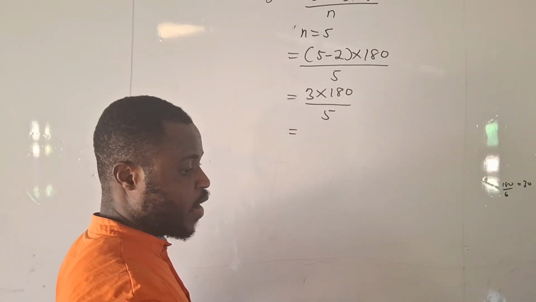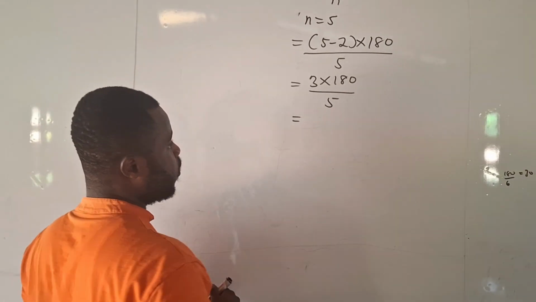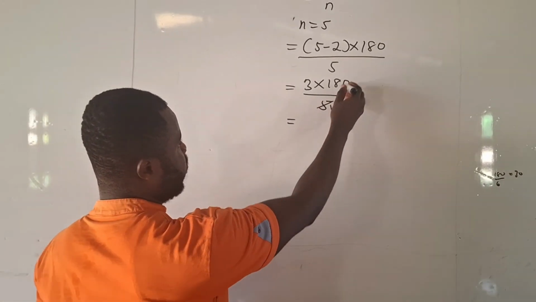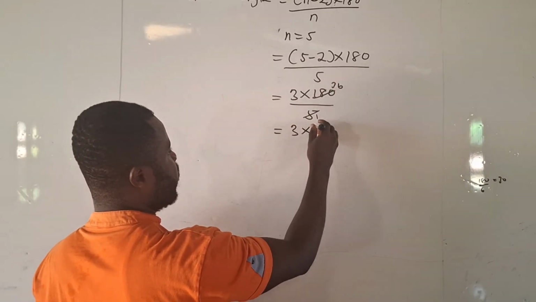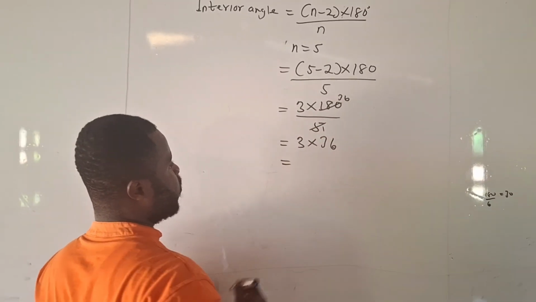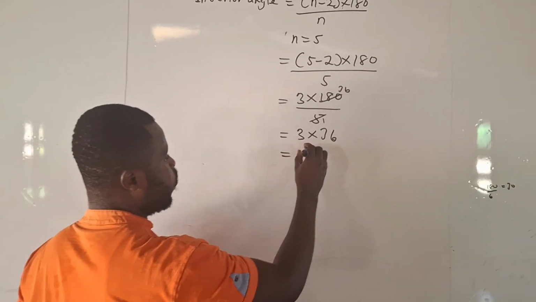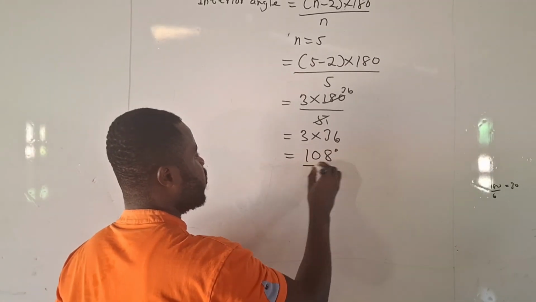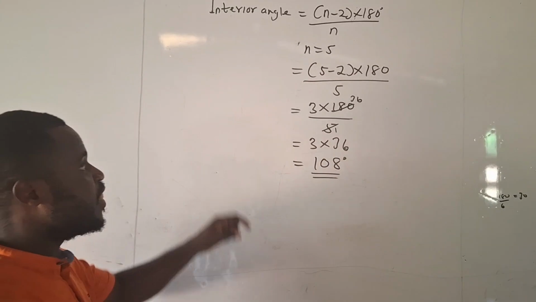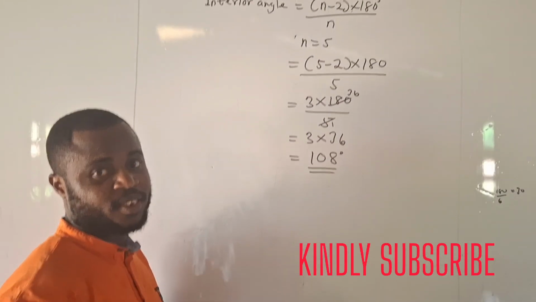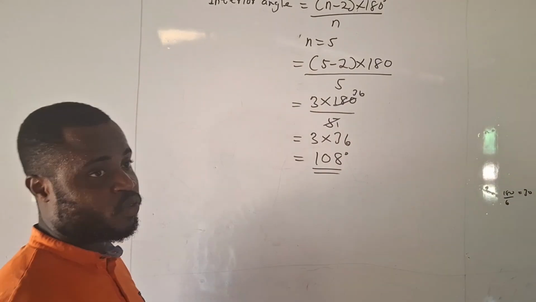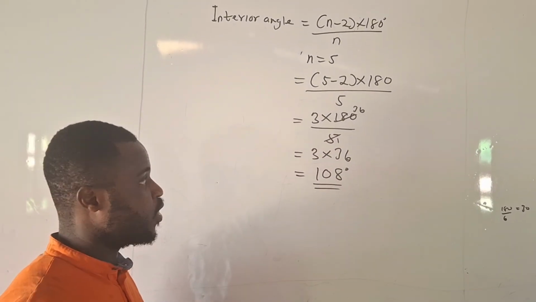We divide once again. 5 divides itself 1, and divides 180 thirty-six times. So we have 3 times 36, which gives us 108 degrees. So this is the interior angle of a regular polygon with 5 sides. So we are taking the next question.